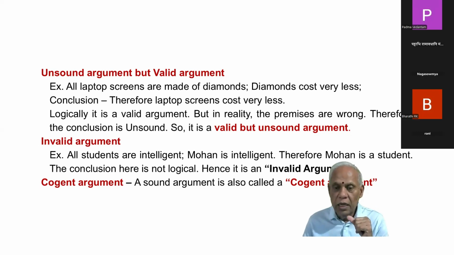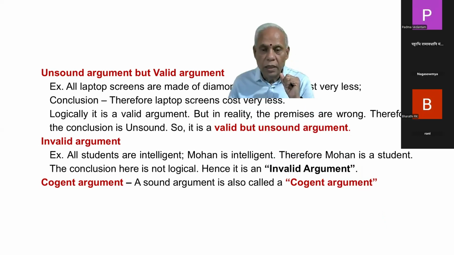Therefore, in reality, the premises are wrong. Therefore, we say the conclusion is unsound. We don't say it is invalid. The conclusion is valid as per the argument from the given two premises. But as it is not the truth, or there is no reality in that, we say the conclusion is unsound. This is what is called an unsound argument, though it is a valid argument.